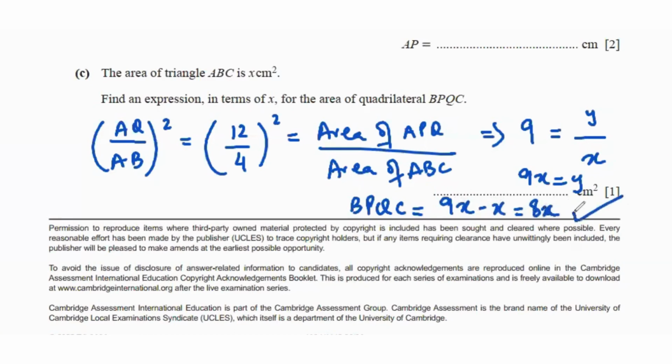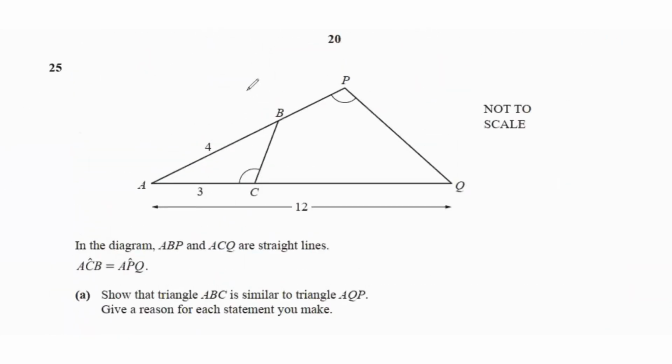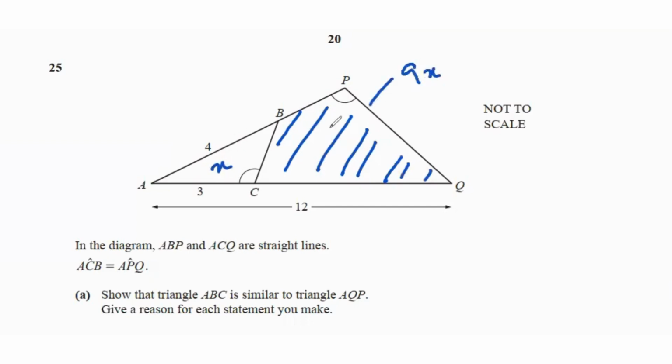That is your answer. Because x was your area of the triangle ABC, which is already given. And from the similarity triangle ratio, we found the area of the triangle APQ, which is 9x. And your quadrilateral is basically this part over here. This is the area that they want us to find. So if this is x and the total is 9x, so 9x minus x is 8x. And that's your answer.